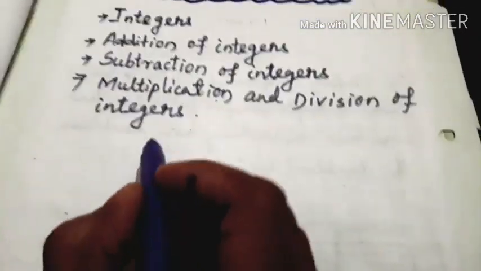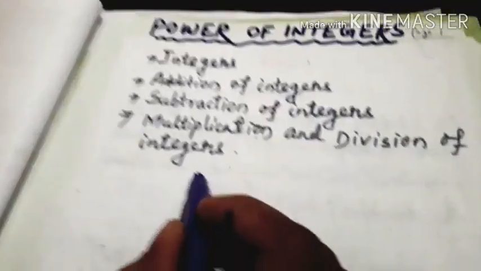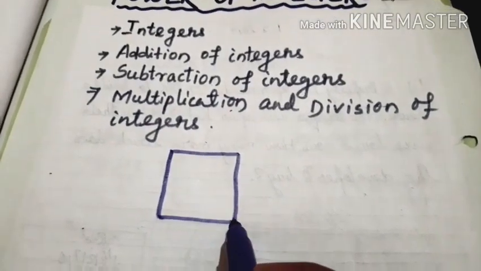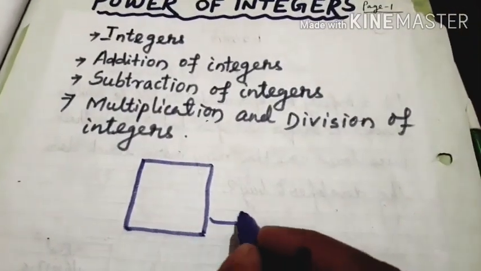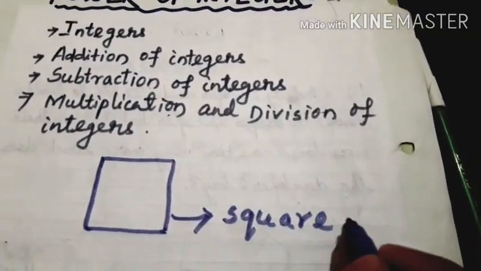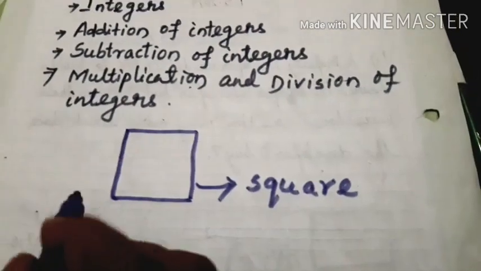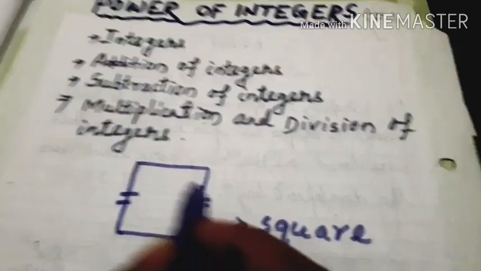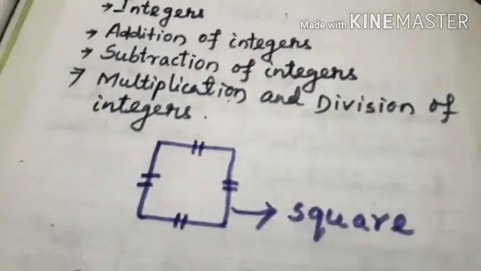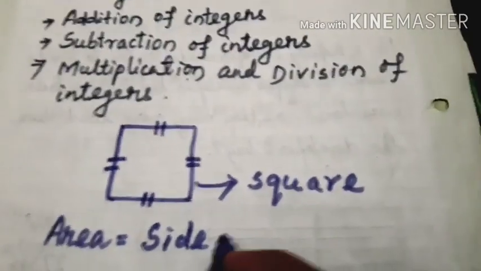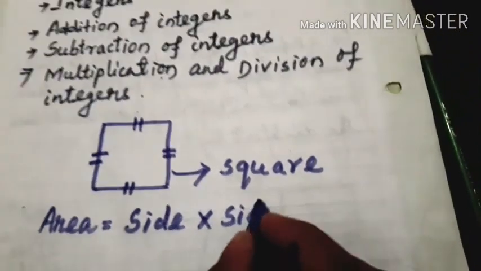Okay, now see, I have drawn one figure. What type of figure is this? It is a square. In geometry, this shape is a square. Then what is its area? Square means all four sides are the same. Then what is its area? Area is equal to side into side.